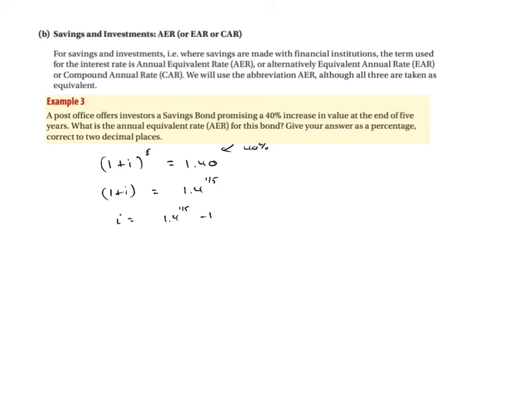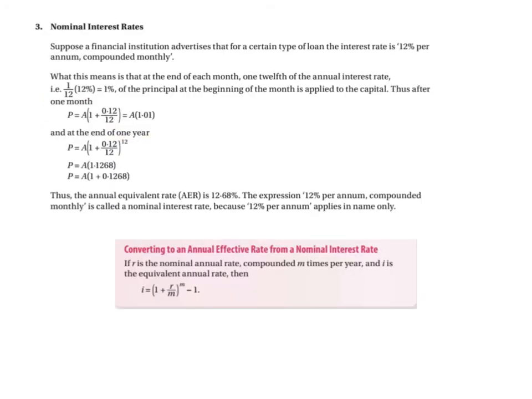If you stick that into your calculator, you get I is equal to 0.0696. And that means that 6.96% is the yearly AER for this bond. So every year it makes 6.96%, and that gets compounded 5 times to give you a 40% increase at the end of the term. So this is again the banks trying to confuse people.